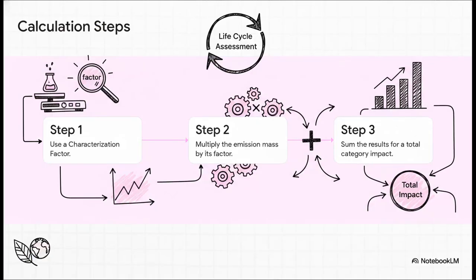The calculation itself is pretty straightforward, really. It's a simple 3-step process. For every substance in a category, you look up its unique characterization factor. You multiply the amount you have, the mass, by that factor. And then you just add up all the results to get your grand total for that impact category.